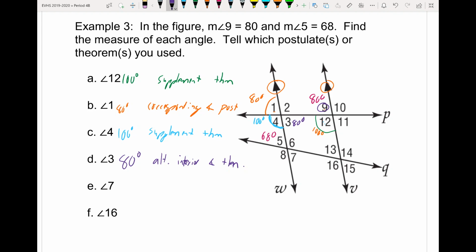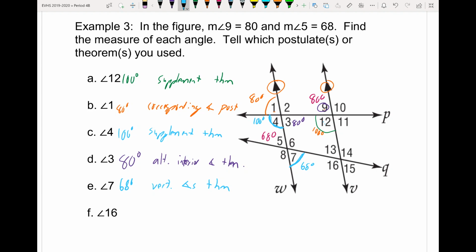All right, angle 7 here. Now this one is not going to be 80 because we're on transversal line Q. What do you got, Sydney? Is it 68 because 5 and 7 are vertical? Yes, 5 and 7 are vertical angles, so it is the vertical angles theorem, which states that vertical angles are congruent.